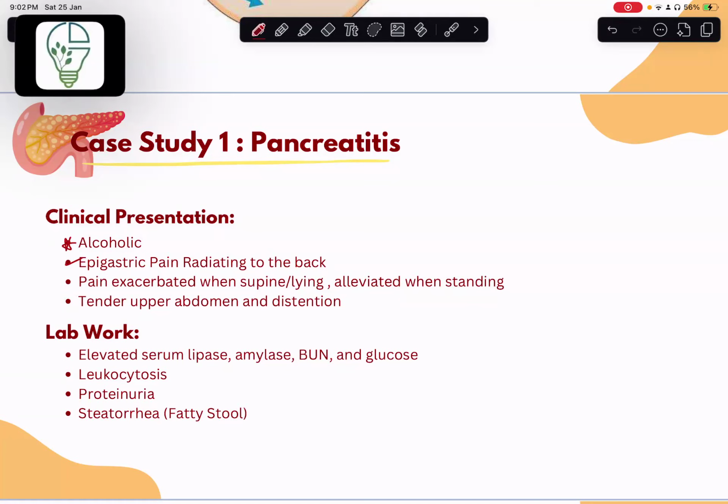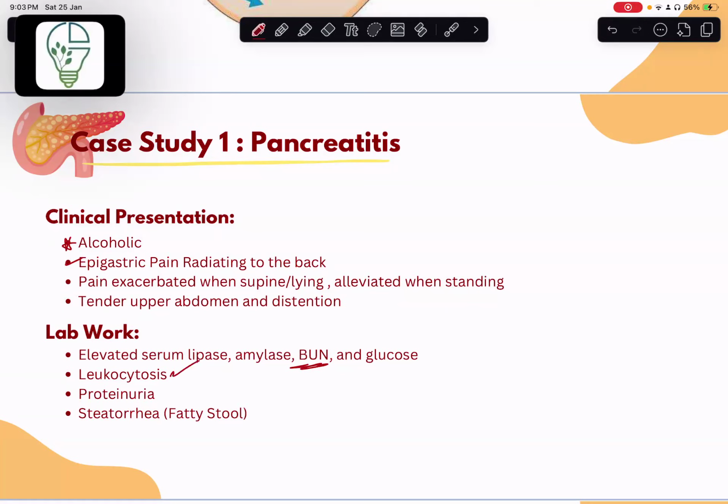Going to his lab work, he showed extremely elevated serum lipase and amylase, which shouldn't be, which means the pancreas enzymes are leaking out. They're getting secreted accidentally. The cells are lysing and releasing their contents of enzymes. We have elevated BUN and elevated glucose. The elevated BUN, we're going to get back to it in a second.